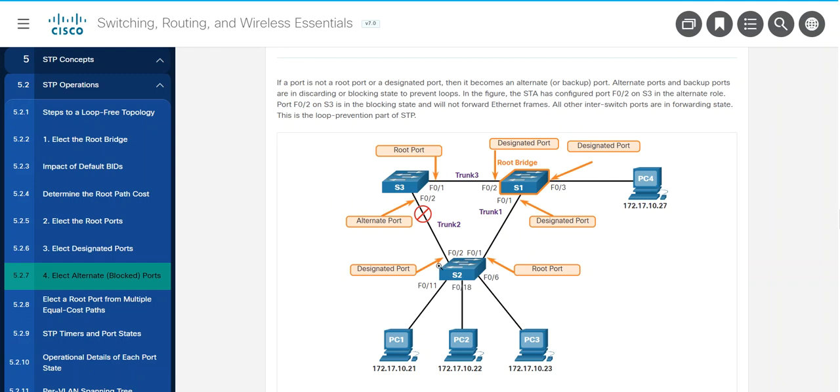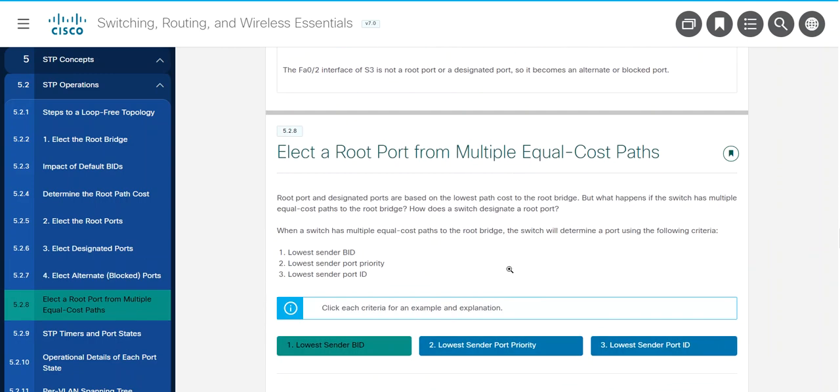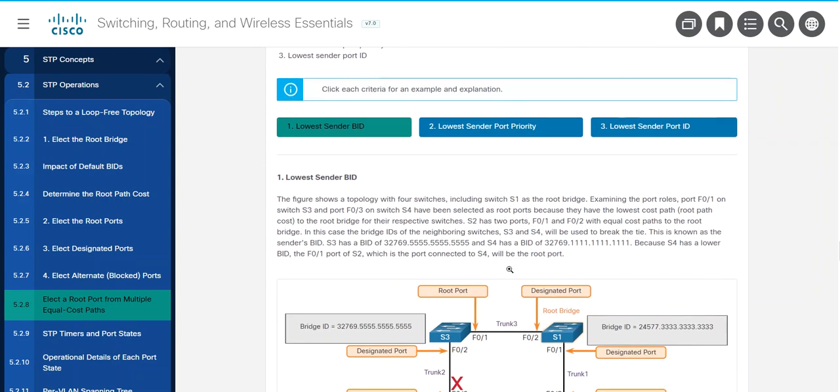Now, this is the path that it would normally use to get to the root bridge. If something happened right here, then that goes down, it would unblock that port, and then data would travel in that direction. So let's look at a couple of scenarios here where you have multiple equal cost paths.